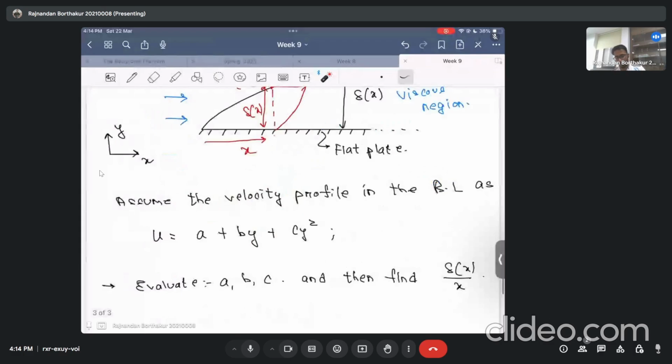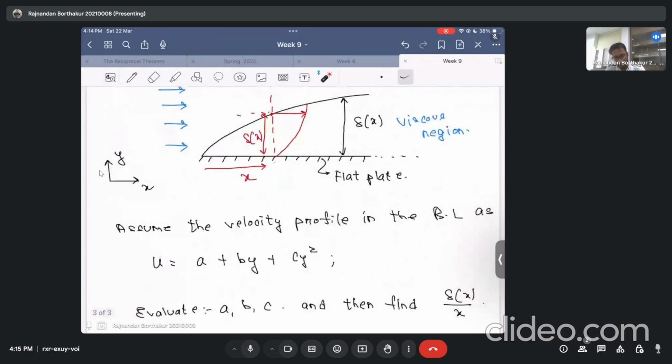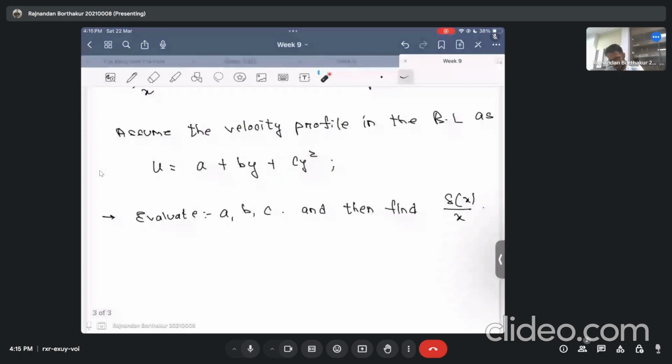And once we are done with evaluating these a, b, and c, the next task is to calculate how the boundary layer thickness varies, that is delta. So it's like how the boundary layer thickness delta of x basically varies, or they are just asking us what will be this delta of x. And what we will do is we will use, I'll write it down here, momentum integral approach, that is von Karman's momentum integral approach. Okay, momentum integral approach.